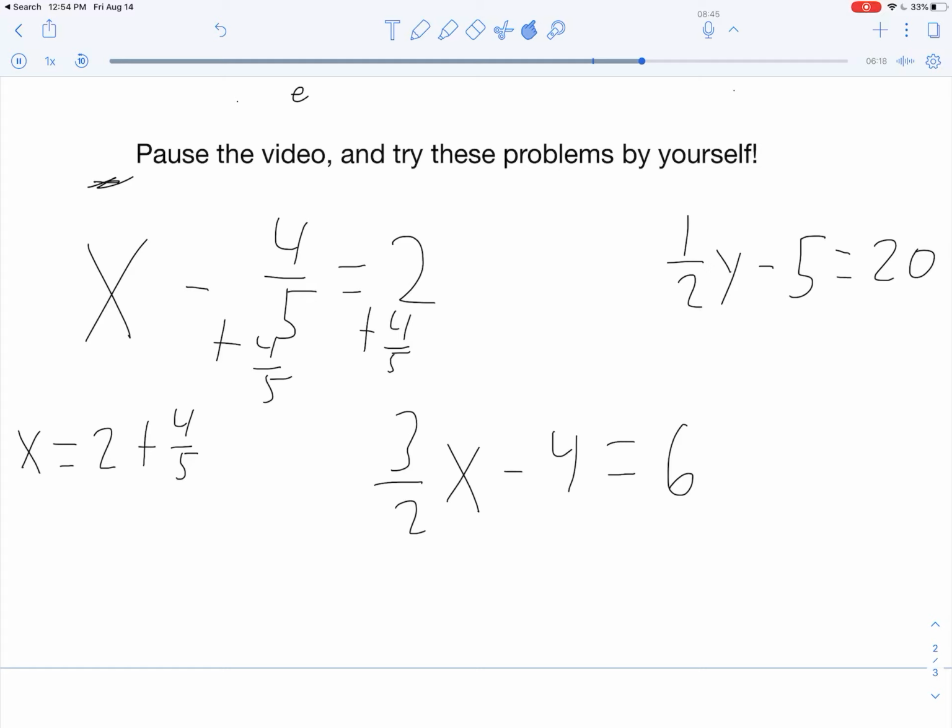Now, the first thing we need to do is find a common denominator for these two numbers. So, the closest number that both 2 and 5 can go into is 10. So, we need to multiply 2 over 1 by 10 over 10, and multiply 4 over 5 by 2 on the numerator and denominator, so we get a common denominator. So that gives us 20 over 10 plus 8 over 10, which gives us x is equal to 28 over 10.